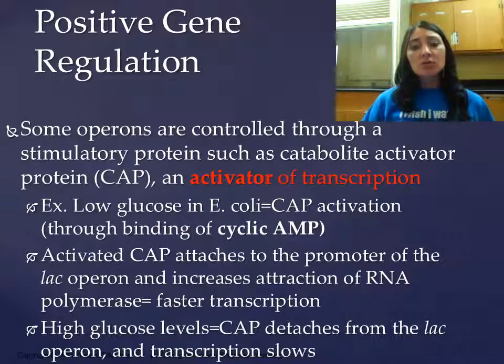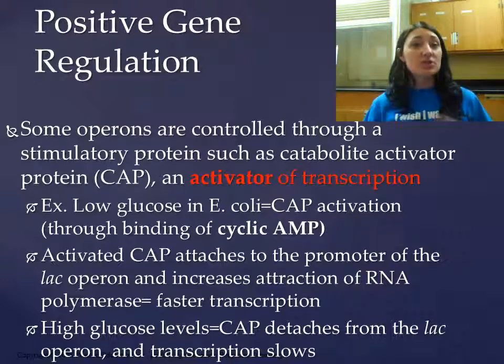So if you have low glucose in E. coli, your CAP is activated. Cyclic AMP is the signal molecule that activates that catabolite activator protein. And it says, okay, glucose levels are low. We're going to need to synthesize some lactase so that we can start to break down the lactose that is present. We don't have enough glucose to survive. We need to use a different energy source. So your activated CAP attaches to the promoter of the LAC operon, and it increases the attraction for RNA polymerase, which means you're going to get faster transcription because of this.